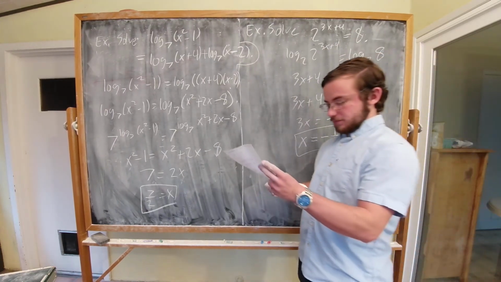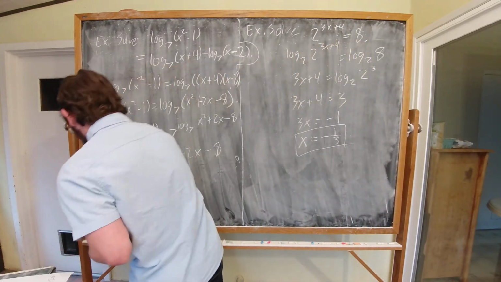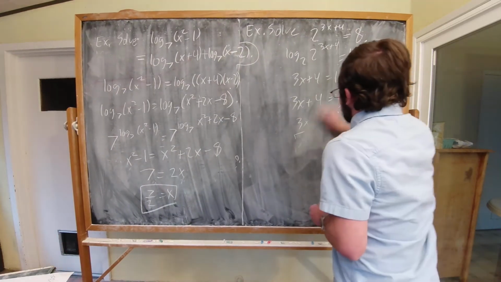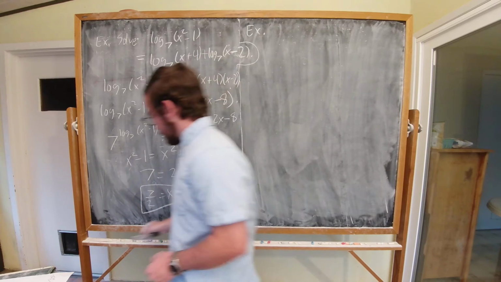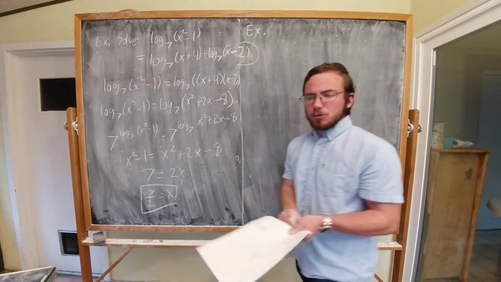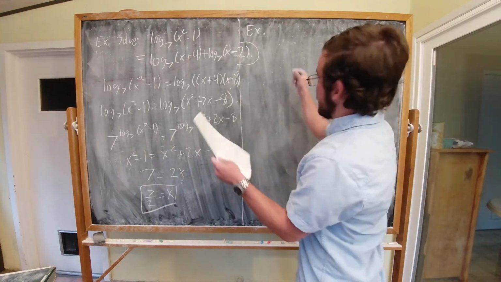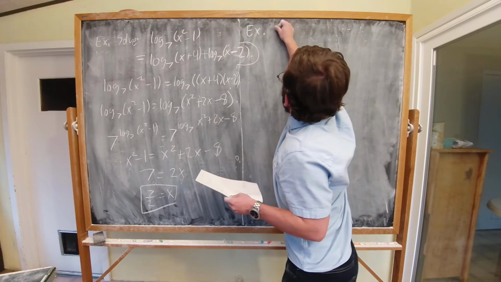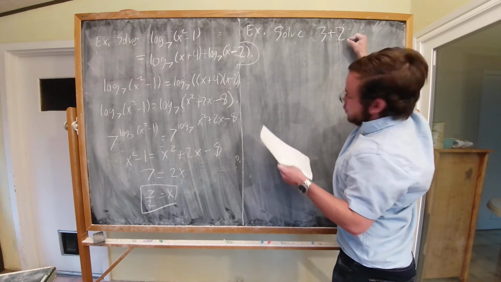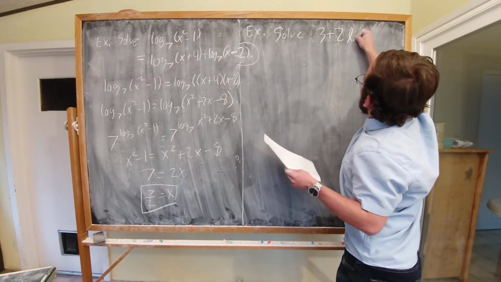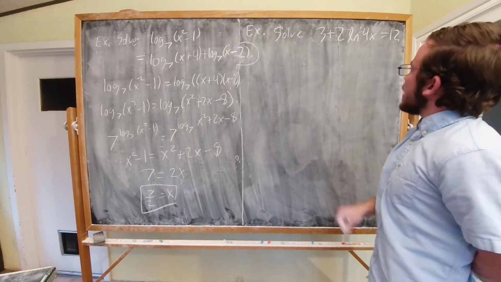Let's do another example. And then after this example, we'll see the real world application for all this. It's another compound interest thing, funnily enough. We're told solve 3 plus 2 times the natural log of 4x is equal to 12. Okay? How do we solve it?